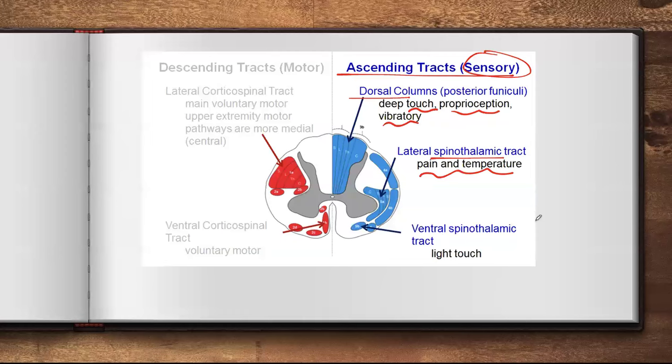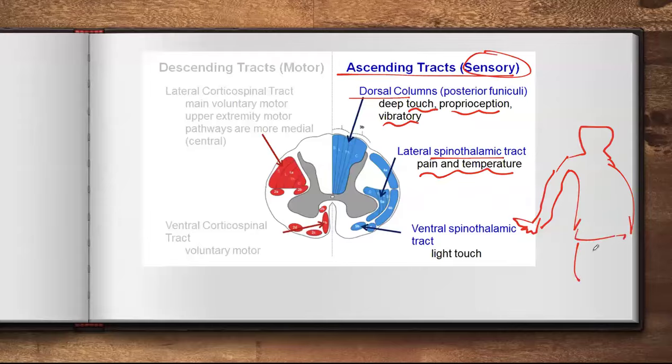Let's say this is your hand and a mosquito is just over here. Your ascending tract, which carries touch, or if you are getting pain from the mosquito bite, any of these tracts will get activated and it will go to the brain, and the brain will get the sensation that yes, something is there. Then the motor tract will be involved, the corticospinal tract will be involved, and with your other hand you will kill the mosquito, right? That's how it works.